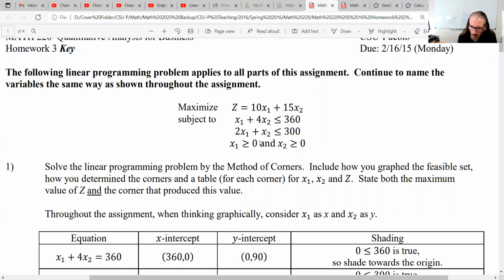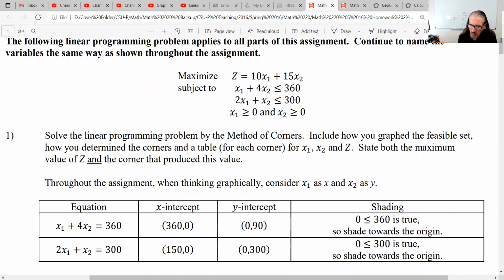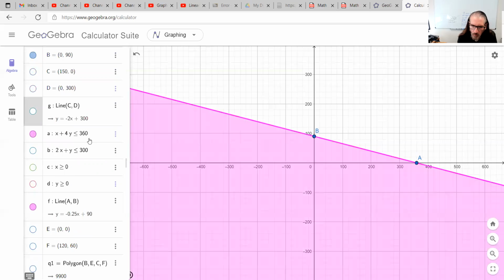So similarly, you could subtract 2x sub 1 and have y equals negative 2x plus 300. But 300 is divisible by 2 and by 1. And so I came up with the x and y intercepts there as well. So here they are. And then connecting.